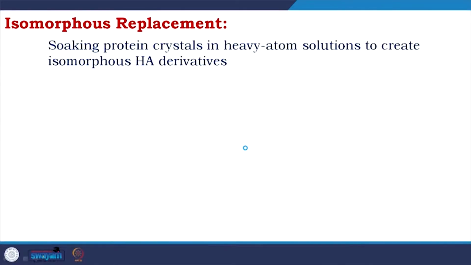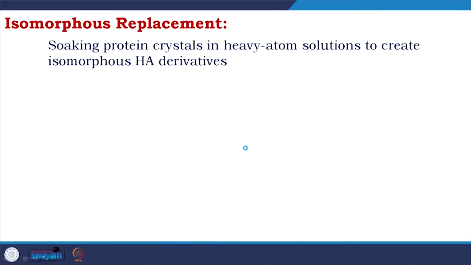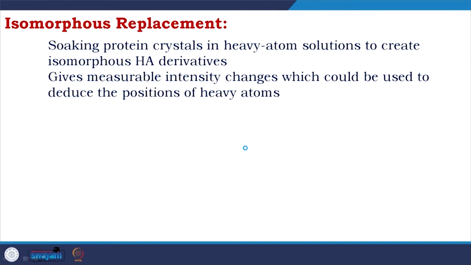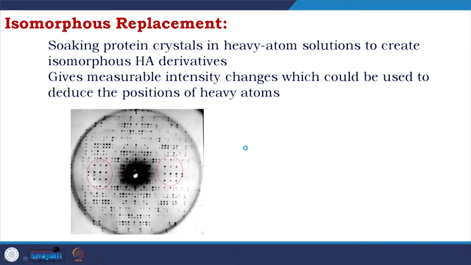We talked about isomorphous replacement. So what we do here, we do the soaking of protein crystals. I talked about how we do either soaking, where we have a metal solution and we put the crystal there, or co-crystallization, where at the time of crystallization, remember we talked in detail about crystallization, we add precipitants and all, we add the metal also. So soaking protein crystals in heavy atom solution to create isomorphous heavy atom derivatives gives measurable intensity changes which could be used to deduce the position of the heavy atoms. And if you see, you will see that there is shifting.